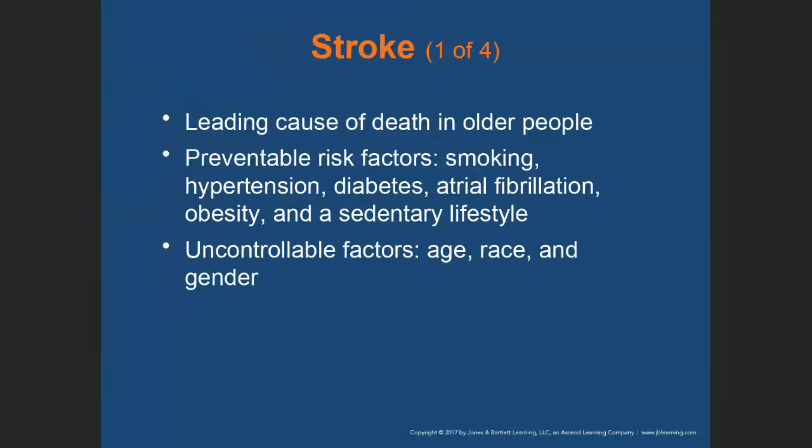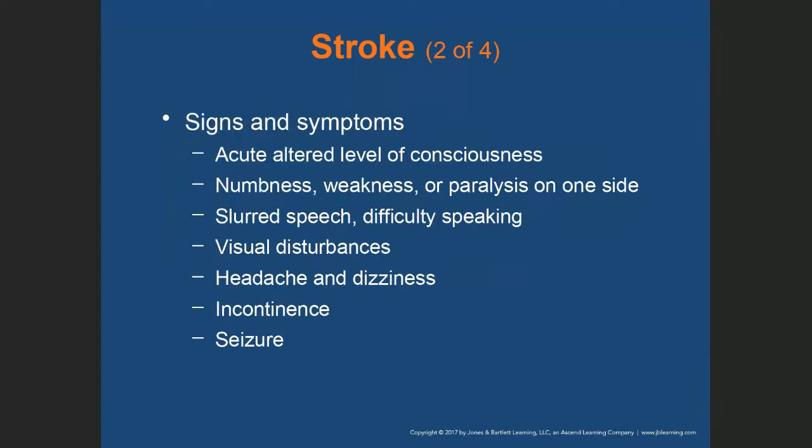Stroke is a leading cause of death in older people. Preventable risk factors include smoking, hypertension, diabetes, atrial fibrillation, obesity, and a sedentary lifestyle. Uncontrollable factors are age, race, and gender. Signs and symptoms: acute altered level of consciousness, numbness, weakness, or paralysis on one side of the body, slurred speech, difficulty speaking, issues with your vision, headache, dizziness, incontinence, seizure.